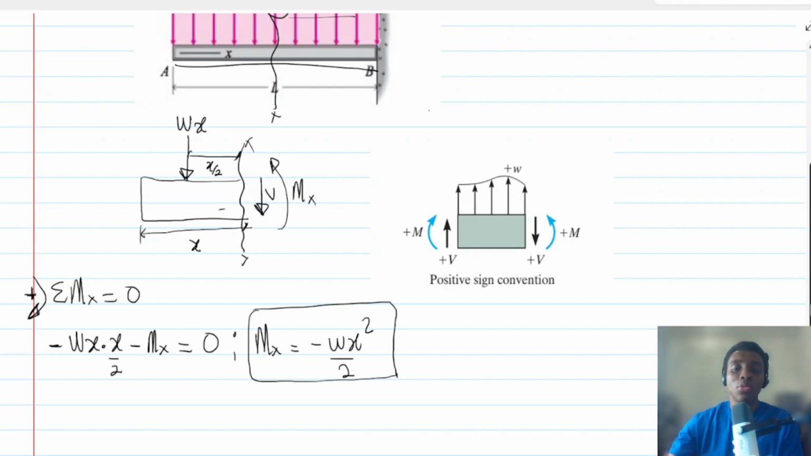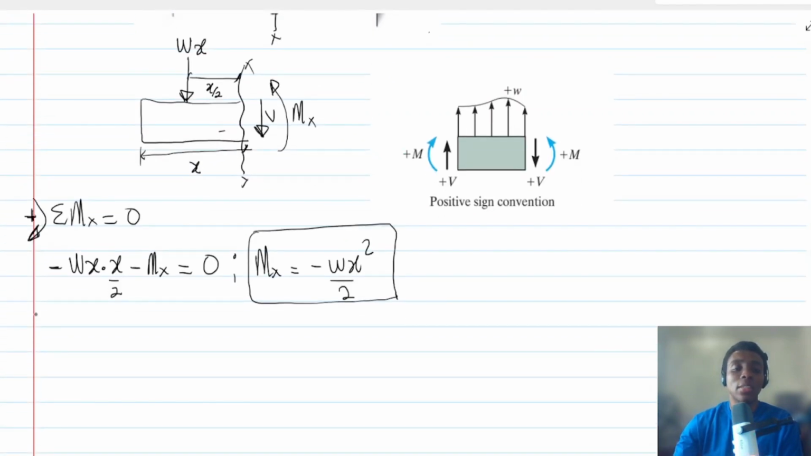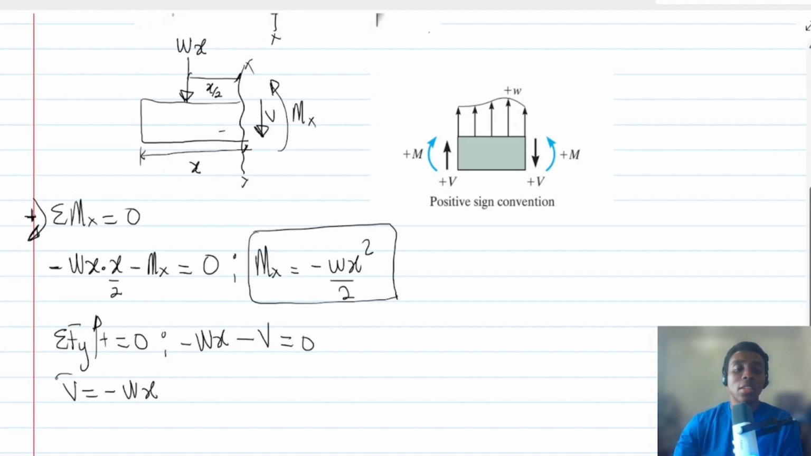But we can also use another method to get the moment. We can use the shear force to get the moment. So we can sum forces, positive in this direction should be 0. If we sum up the forces, we have minus wx, which is coming down, and then we have minus V, which is also coming down, to be 0. So in other words, V is equal to minus wx.